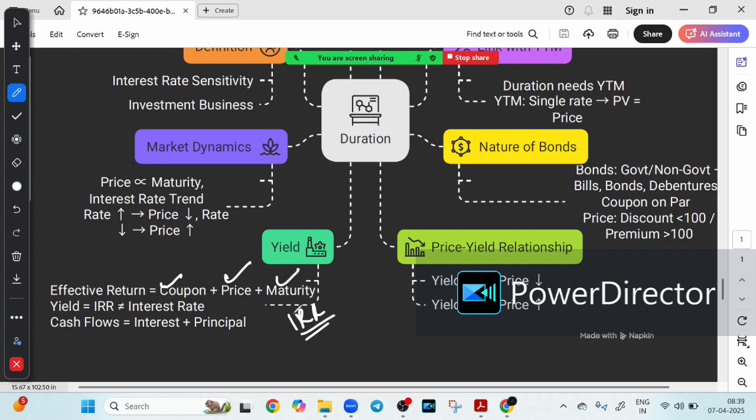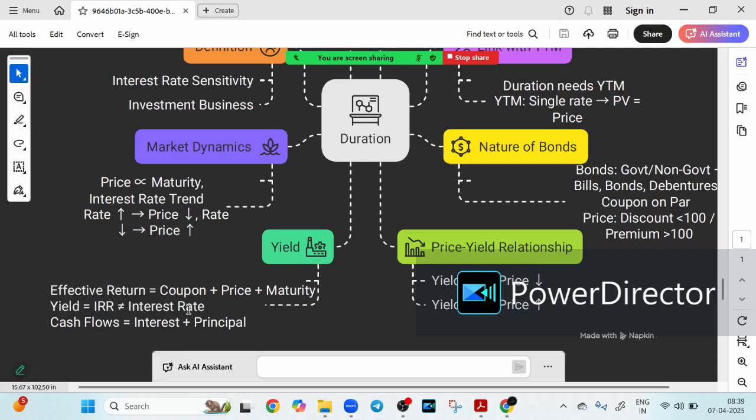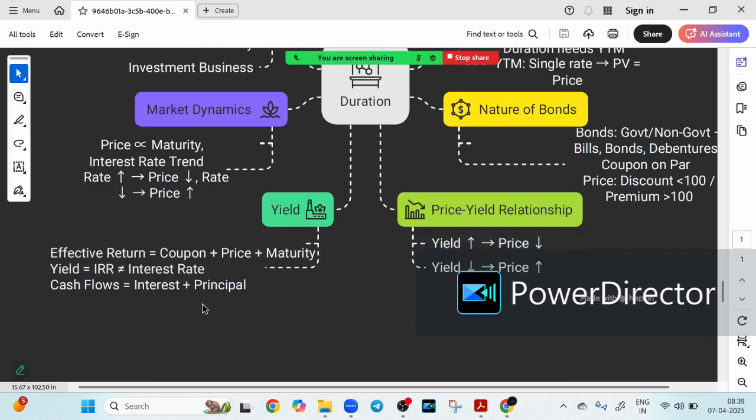So what we learned from the discussion is that duration is your financial compass in the bond world. It tells you where you stand, how far you can go, and what bumps you might hit along the way. So whether you are managing a portfolio or analyzing an investment, always know your duration. That is the role of duration here.